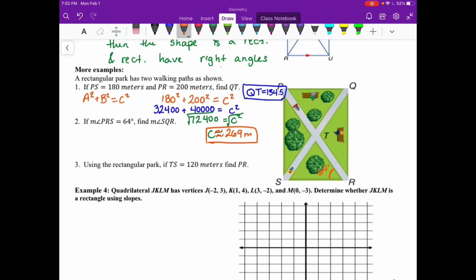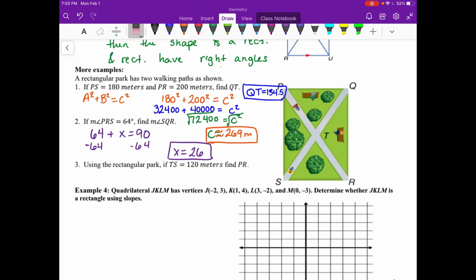Okay, next, this one says that angle PRS, which is this angle right here, is 64 degrees. And we need to find SQR, which is this angle right here. So remember that this angle and this angle are the same because this is an isosceles triangle, which means that those base angles are the same. So those two angles have to make up a right angle. So they need to add together. Remember what that's called? That's called complementary angles. Add up to 90. Subtract 64. I get x has to equal 26.